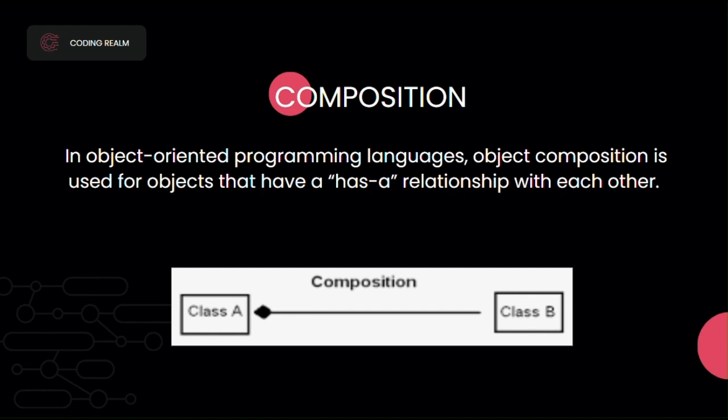Now let's see the composition. In object-oriented programming languages, object composition is used for objects that have a relationship with each other. Like here, we have a relationship between class B and class A. Here I use the composition. The composition is like this, like a flash.